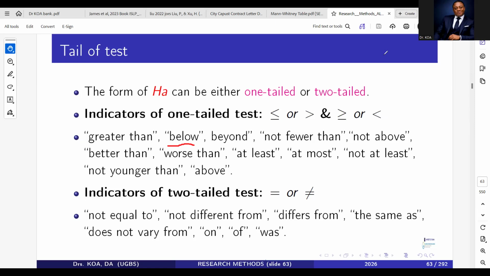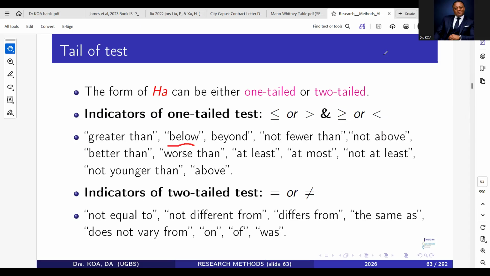Write it down. You didn't write it. That's why you're struggling again. But if you had written it, you would not have struggled with that. The best way of learning is writing. Now, there are some indicators of two-tail. One of them is not equal to.